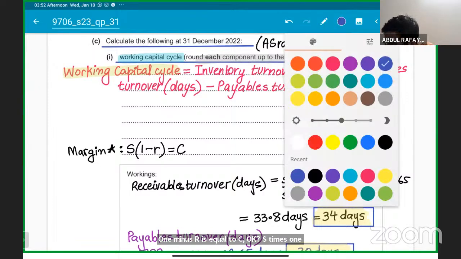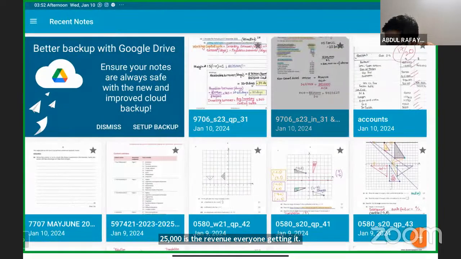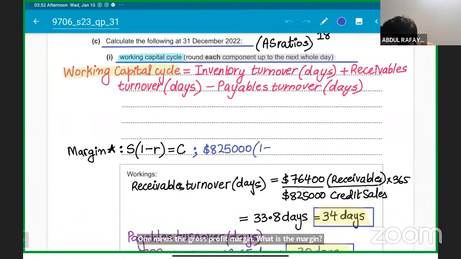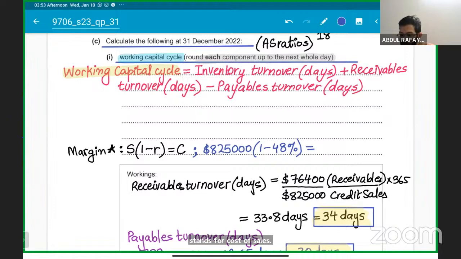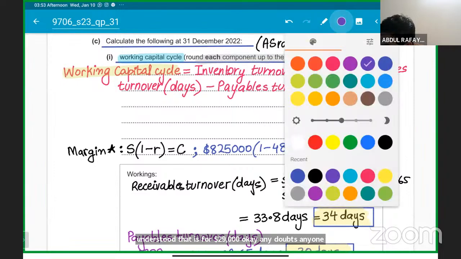Everyone with me following? So you already have the revenue. That is basically 825,000 is the revenue. 1 minus the gross profit margin. What is the margin? Margin is 48%. So sales times 1 minus 48% will give me the cost of sales. Students, C stands for cost of sales. So here we go, this is the cost of sales. That is $429,000. Okay, any doubts? Let me know now. 429,000 is the cost of sales.